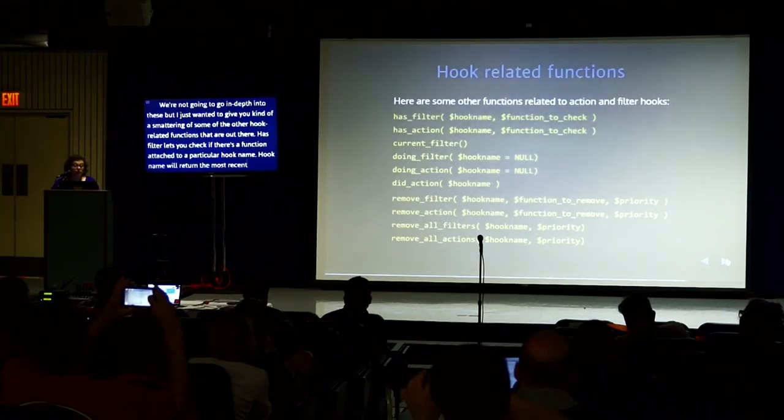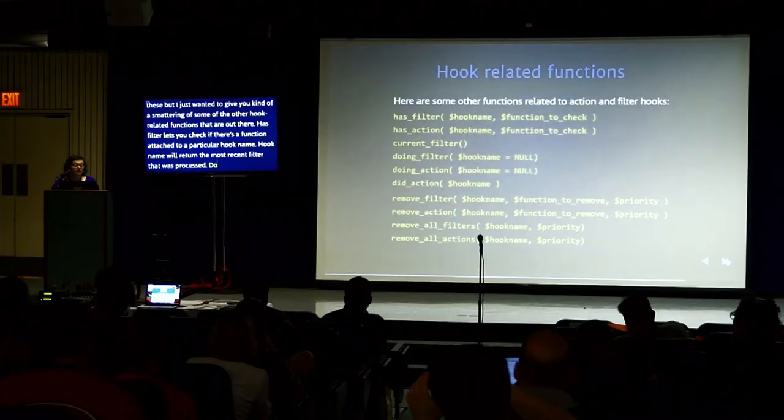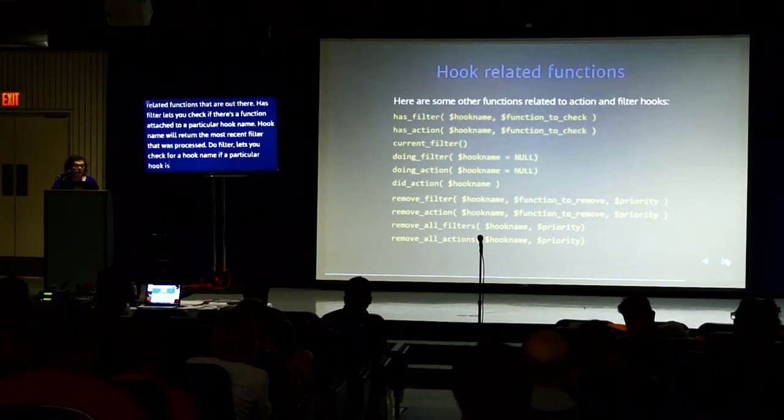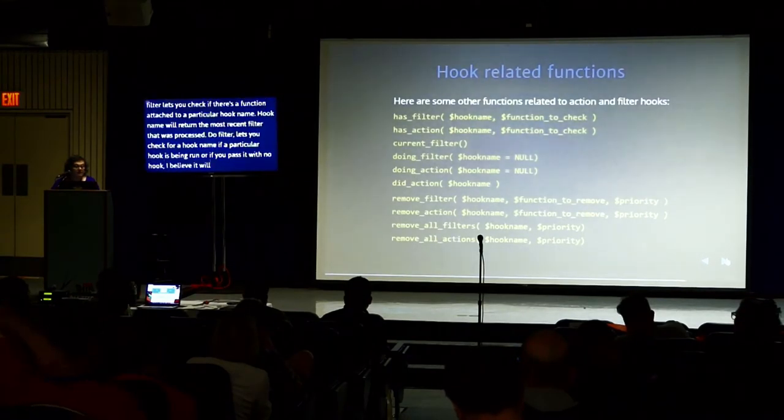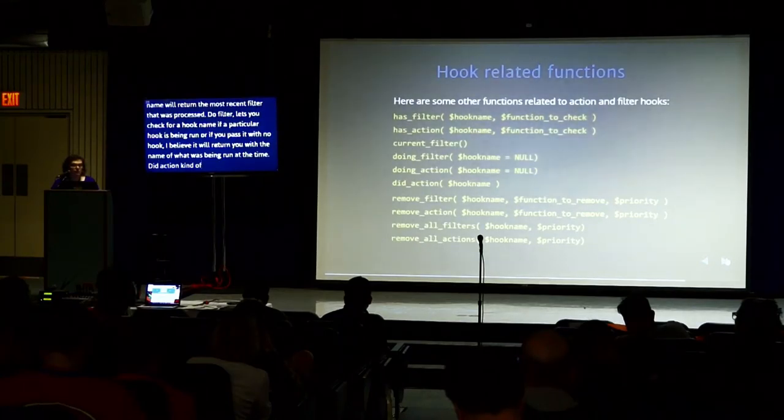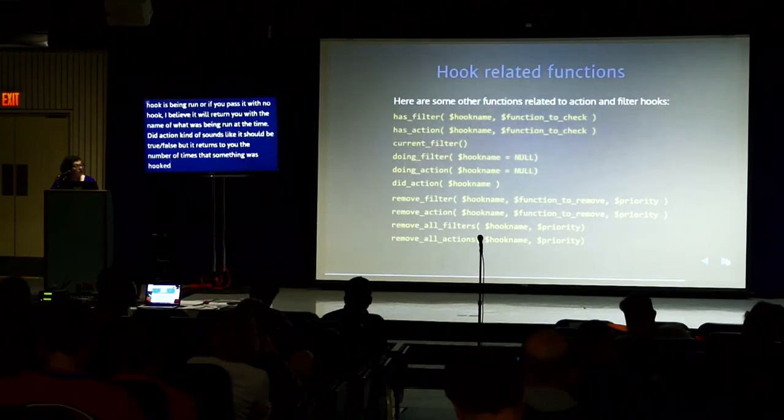DoingFilter and DoingAction let you check with a hook name if a particular hook is being run, or if you pass it with no hook, I believe it will return you the name of what is being run at the time. DidAction kind of sounds like it should be true or false, but it returns to you the number of times that something was hooked into that hook name.